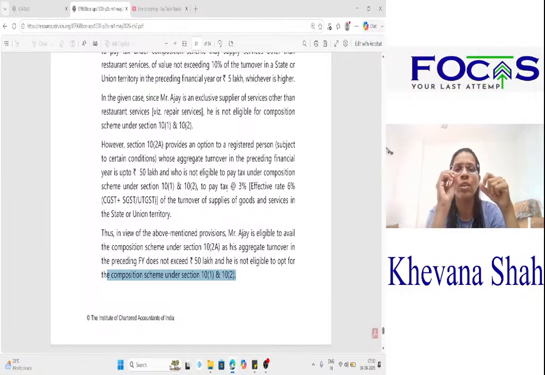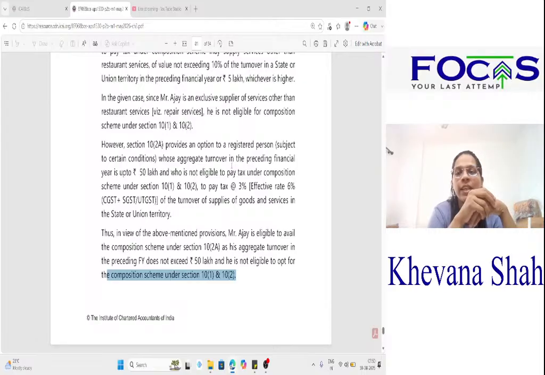So see, we have already seen that Mr. Ajay is not eligible under section 10(1) and section 10(2). Why? Because he is providing services other than restaurant services. So even if he is not crossing the threshold limits that are applicable in section 10(1) and 10(2), still he is ineligible to opt for composition levy under those sections owing to him providing services other than restaurant services.